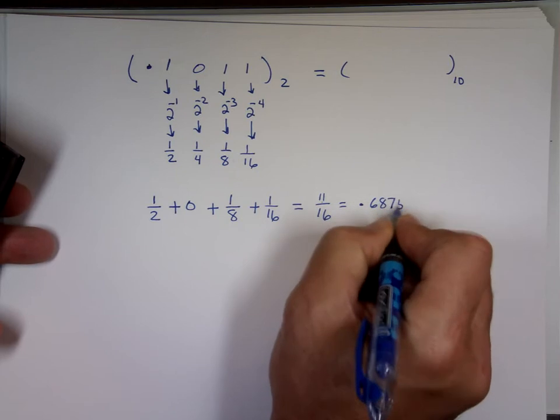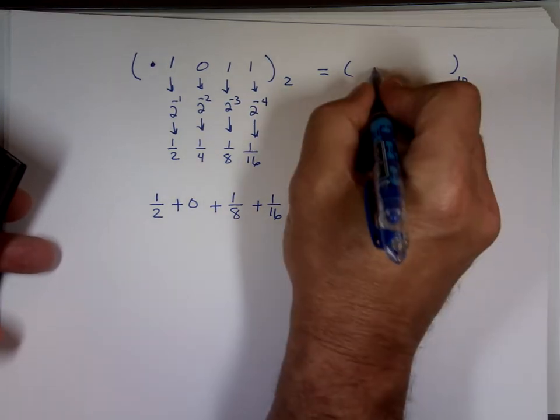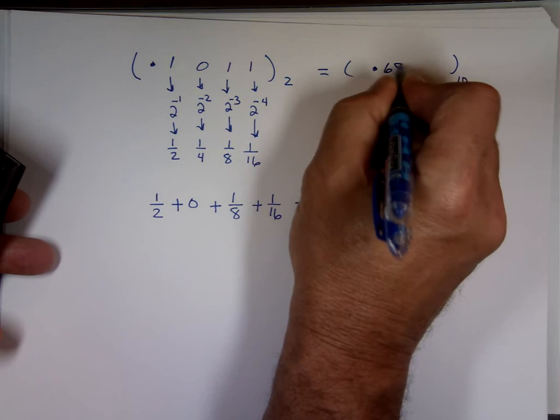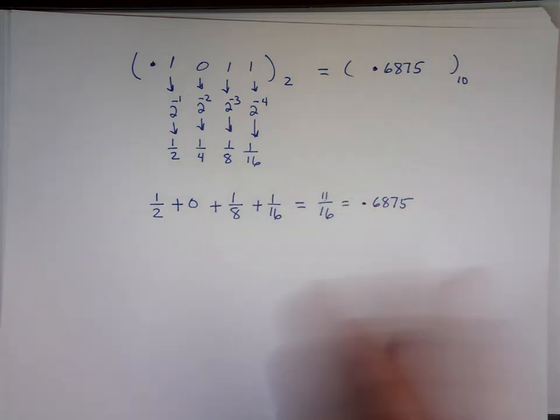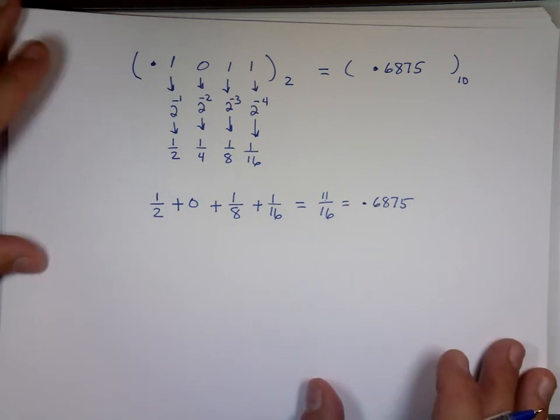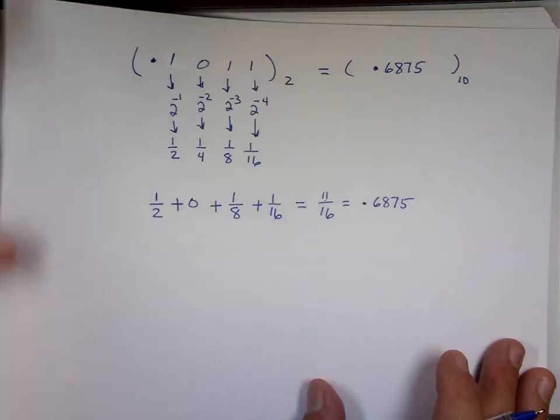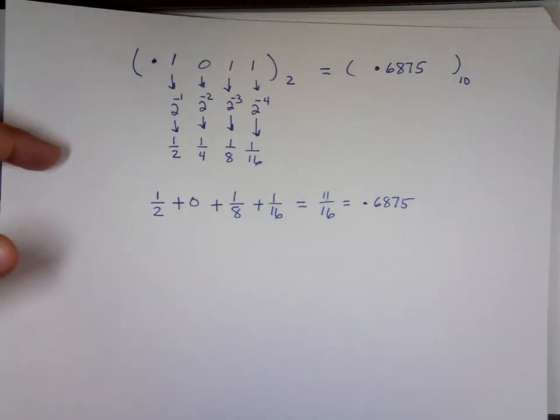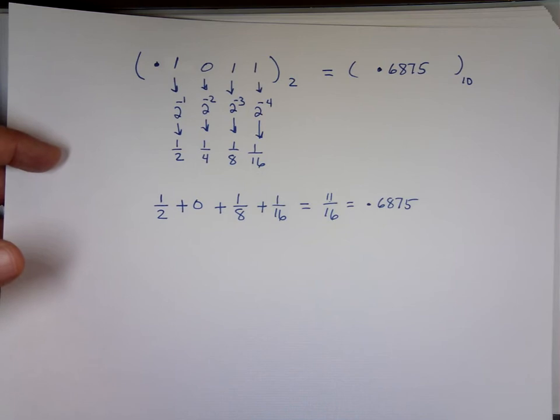So as a decimal number, that's 0.6875. So when you have a mixed number, you got to do them separately. You can't divide everything by 2. You do the whole numbers by dividing by 2. You do the decimal by multiplying by 2. Again, I'll do a quick example. Another one. I'll make it small enough. Not a huge one.